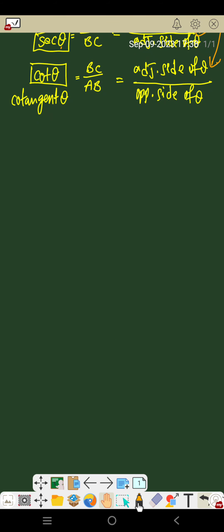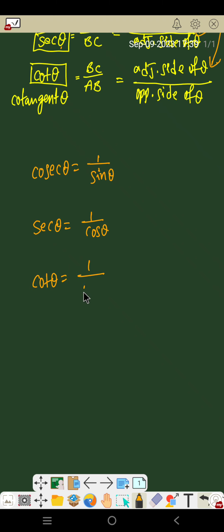See how you can write it. I will write here. Cosecant theta we can write as 1 by sin theta, because cosecant is the reciprocal of sin theta. Similarly, secant theta is also the reciprocal of cos theta, that means 1 by cos theta. And cot theta, how can you write? Cot theta is the reciprocal of tan theta. So cosecant theta is equal to 1 by sin theta. Secant theta is equal to 1 by cos theta. Cot theta is equal to 1 by tan theta.